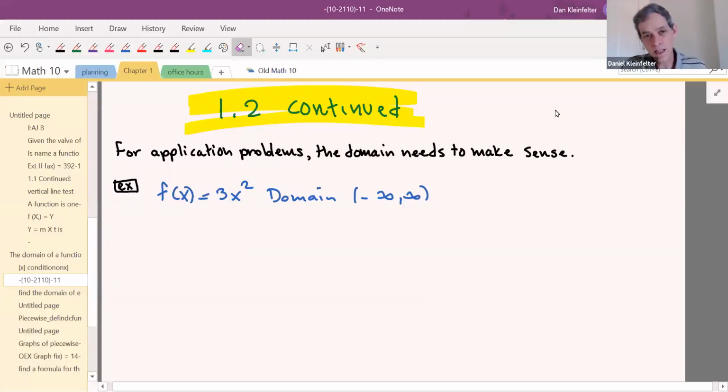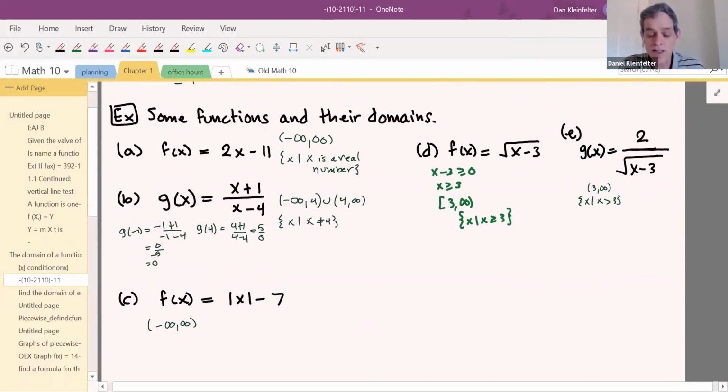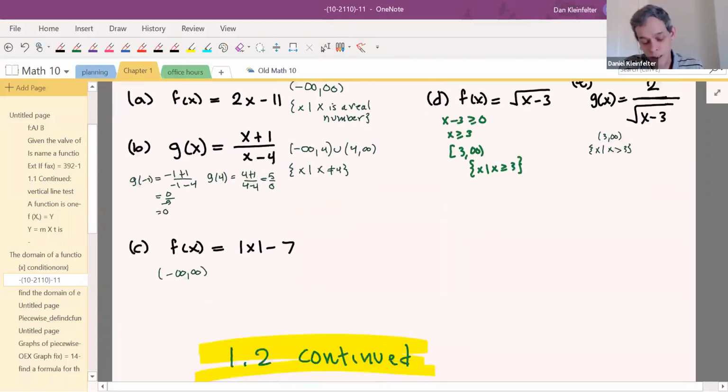Right, so here we're continuing with section 1.2. We saw in the last part that basically to figure out the domain, you need to see what x's are allowed to be plugged into the function. What values will give you a real number as output.